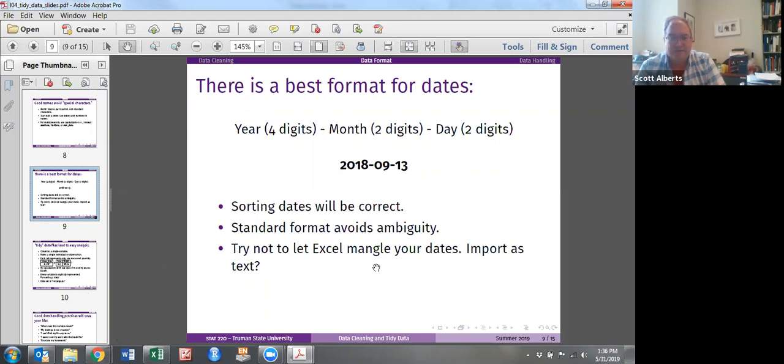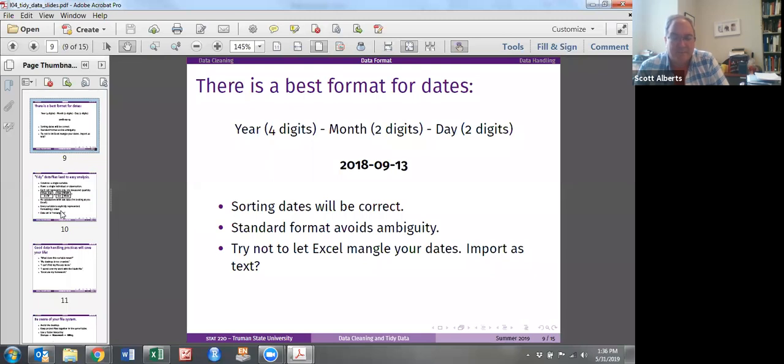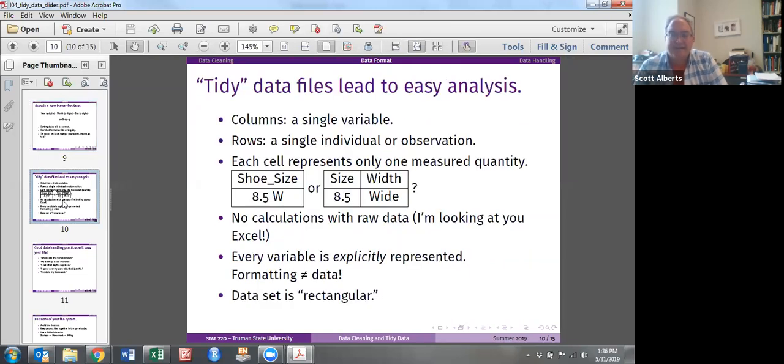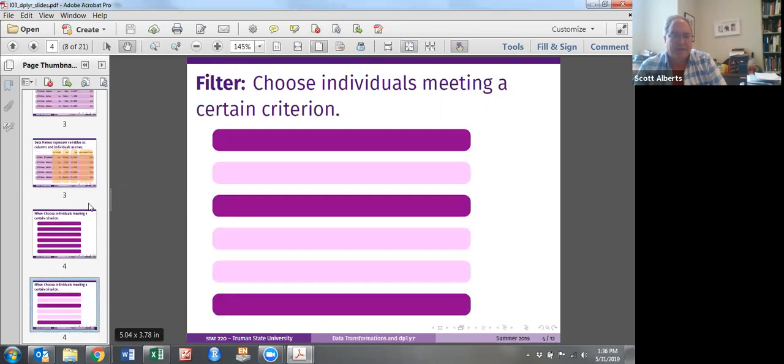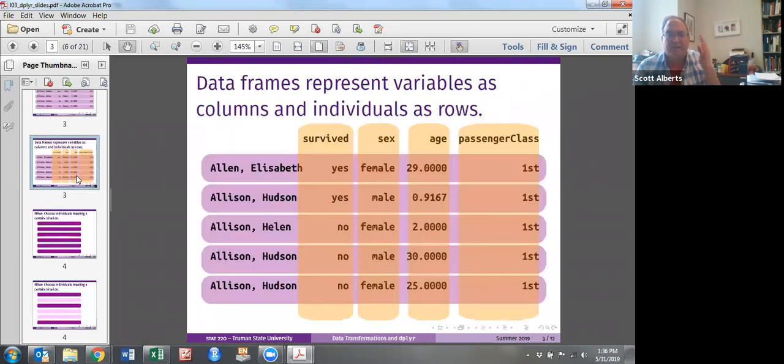You do want to watch about how Excel will sometimes transfer your dates into some other format, like number of days since January 1st, 1900, or something like that. We've talked about tidy data a little bit before, and even in the last talk we had, but this idea where tidy data has each row is an individual or an observation, each column is a variable, and the overlap should be a single data point.